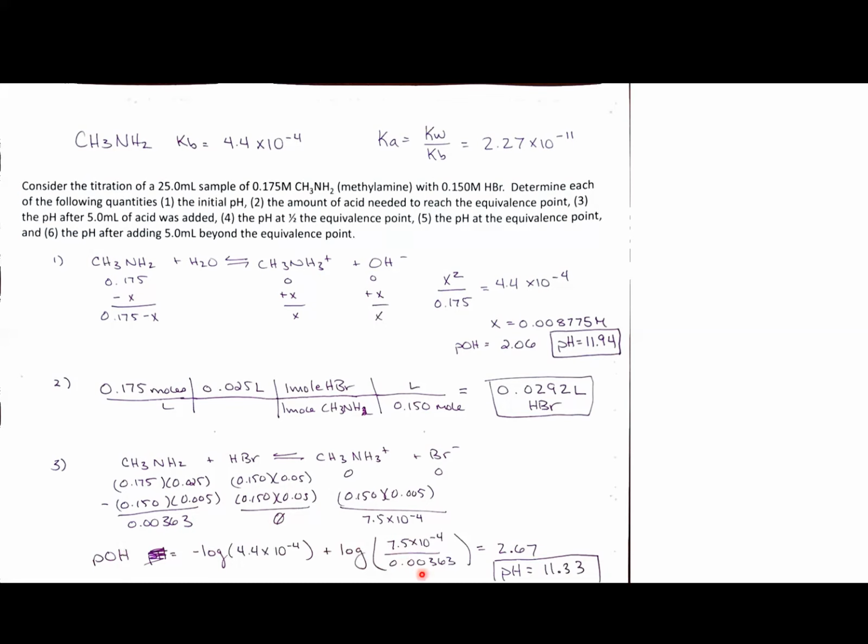Sorry, base over acid. Here it's the opposite. pOH is equal to pKa plus log of acid over base. Again, that gives me 2.67 as my pOH. I subtract that from 13, and I get 11.33. The thing you want to pay attention to here is that my initial pH was higher, almost 12, and now it's lower, almost 11. That's what should be happening because we're adding acid to this.